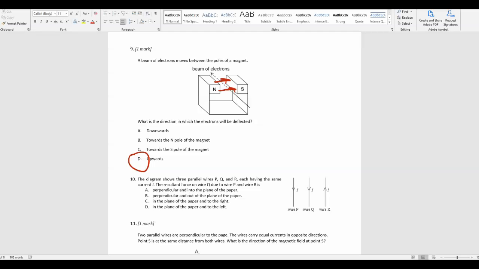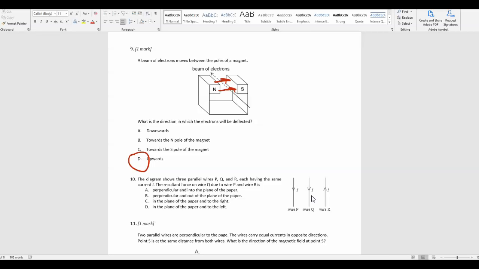Okay, question 10. It says the diagram shows three parallel wires, P, Q, and R, each having the same current I. The resultant force on wire Q due to wire P and wire R is what? Okay, so we're asked about the middle wire. Why is there a force on wire Q? Because wire Q is sitting in a magnetic field. To be more specific, it is sitting in the field created by both wire P and wire R. Yes, it's also sitting in its own magnetic field, but that doesn't affect itself.